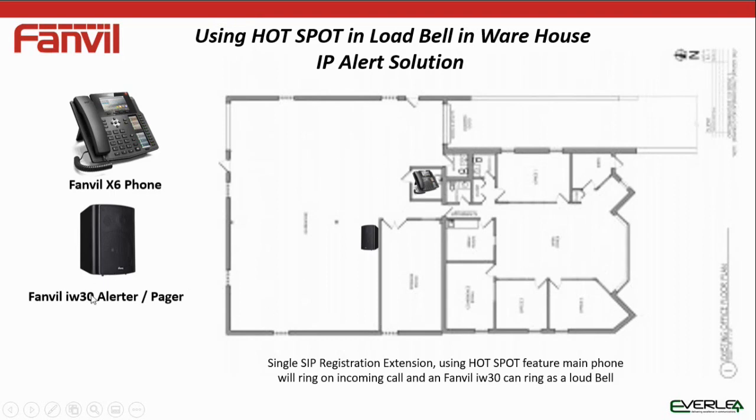So now I've also got the IW20 alerter, and I'm actually going to use this simply as a loud ringer. So again, incoming call comes, the loud ringer also starts ringing. Now, one of the uniques of the Fanvil is that this is just using a SIP extension, SIP registration, e.g. extension 215. The IW30 is registered to the master phone, so you don't have to have 2 SIP registrations. You don't have to set up a hunt group to make the 2 devices ring.